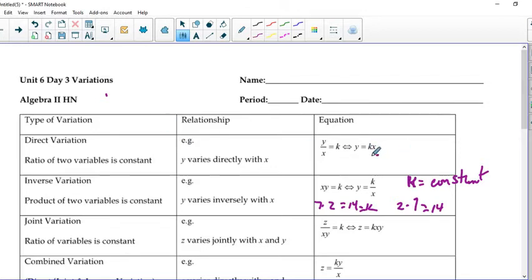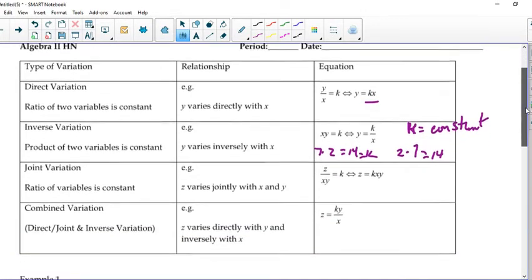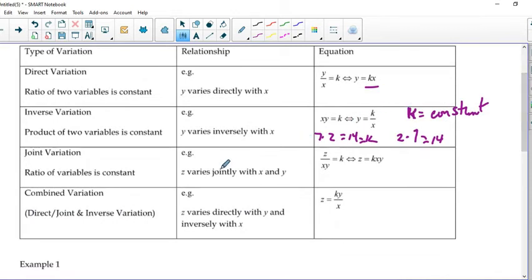You might also look at that equation for direct variation and say that looks like the slope of a line with a y-intercept of 0. Joint variation, the ratio of variables is constant. So it's very much like direct variation, except instead of one variable, there are multiple variables, frequently just two. So z varies jointly with x and y. The cost of a cake is jointly variable to the radius of the cake and the thickness of the cake, right? If it was at a bakery, the cost of a cake would be jointly variable to how thick the cake is and how round the cake is.